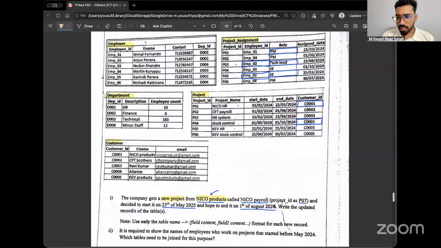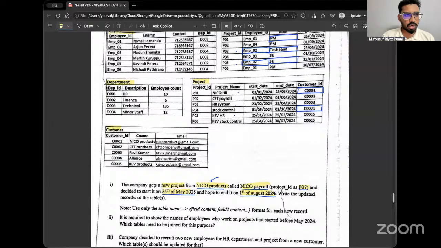Everything is a project. Correct. Nico Product, you can see, is one of our customers. Okay. So he wants to start a new project called Nico Payroll, which has a project ID of P07, it seems. And he wants to start this on 25th of May and hopes to end it on 1st of August 2025. Write the updated records of the table. Okay. Now, first of all, tell me, is Nico Product an existing customer? Yes or no?